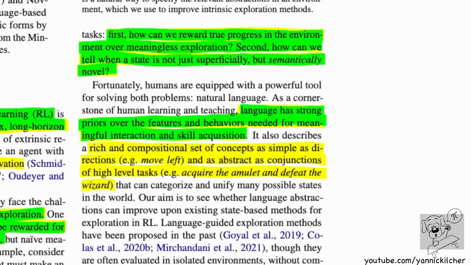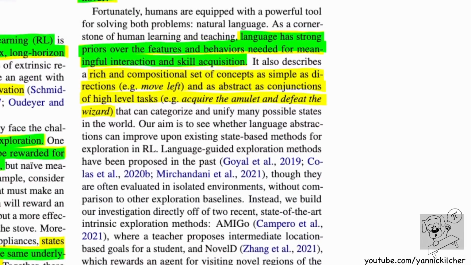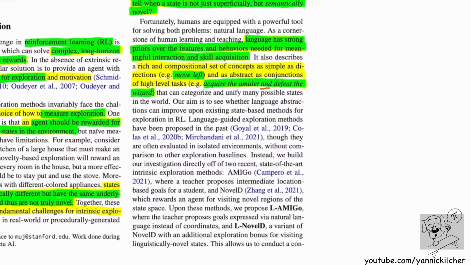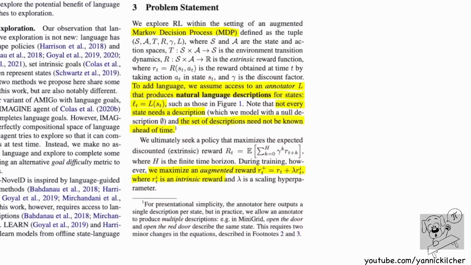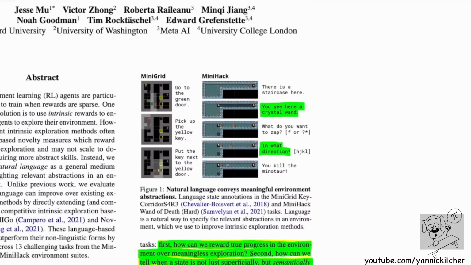And that's just a matter of fact that language has been developed to communicate things that are useful to humans. And they also say correctly that you can describe with language very particular things such as "move left", or very abstract things like "acquire the amulet and defeat the wizard". Although one of the abstraction here comes from the "and", but still "defeat the wizard" is a very, very abstract thing.